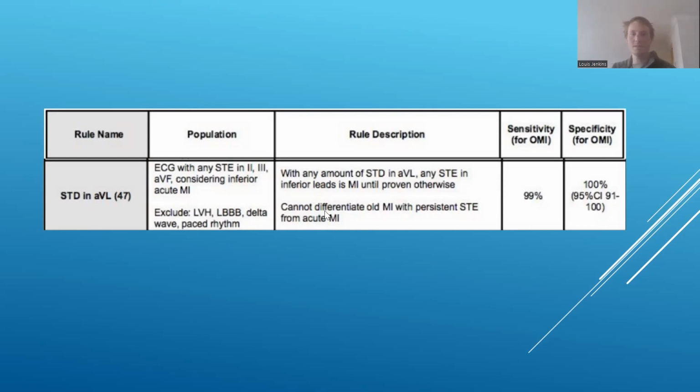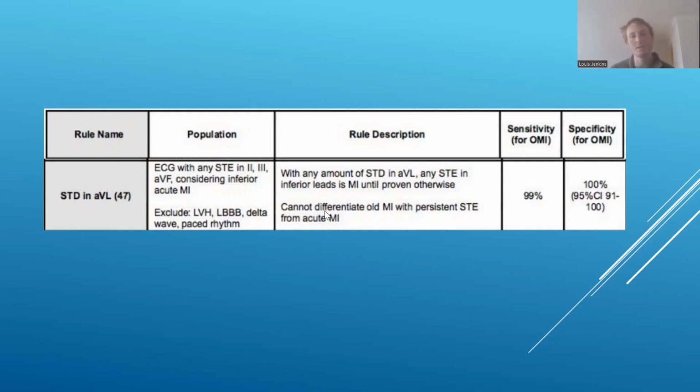Okay, cool. So the evidence comes from a paper written by Bishkov et al. in 2016. Sorry about the delay there, very unprofessional. In their paper, they did a retrospective cohort study, and they looked at 154 inferior STEMI patients, and they found that all of their inferior STEMI patients had some amount of ST depression in AVL.